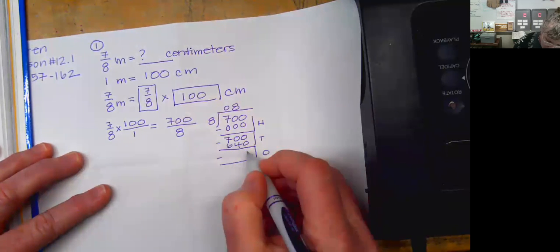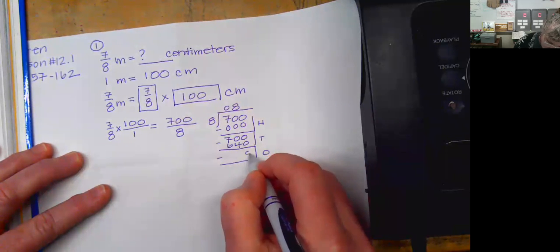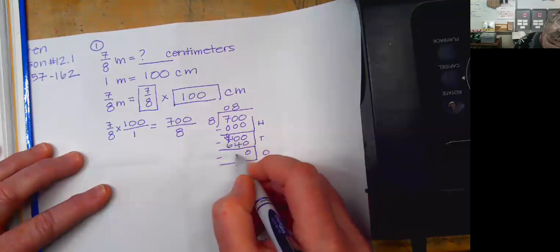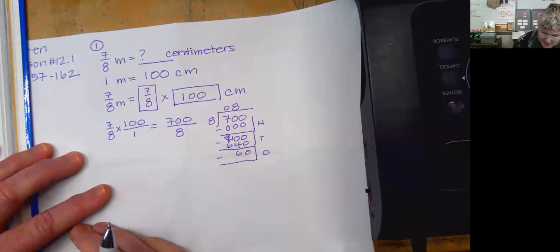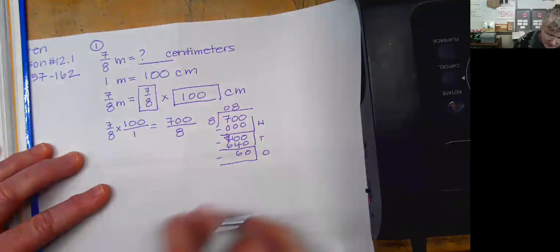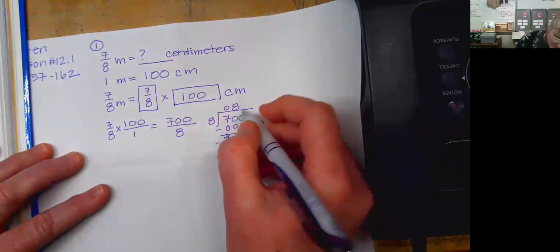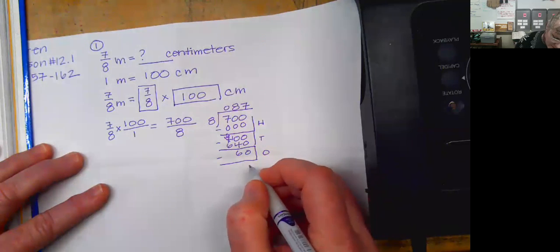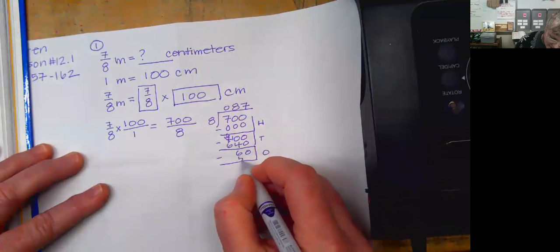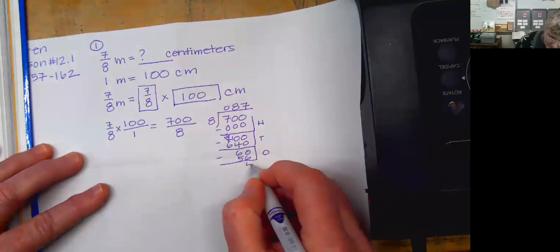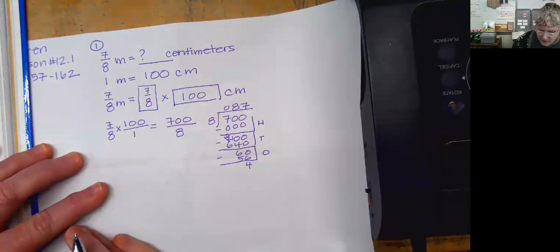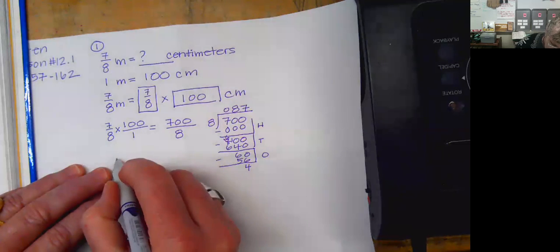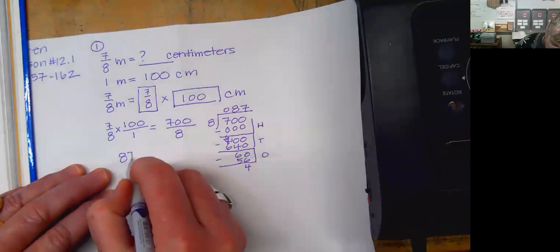And then we're going to go ahead and subtract. And I get remainder 60. 8 will go into 60. 8 times 7. And 8 times 7 is 56. And so we get 87 and 4/8. And that's the same as 87 and a half.